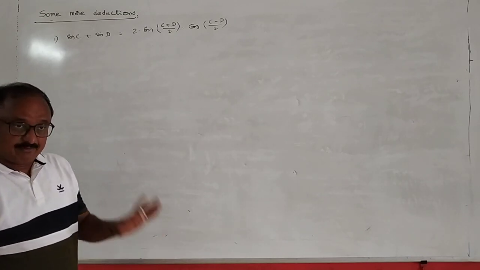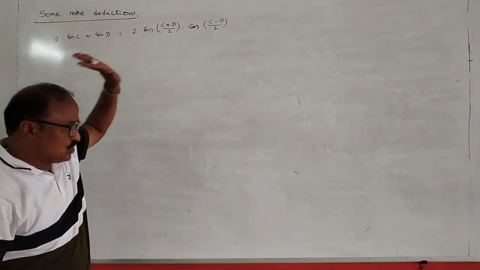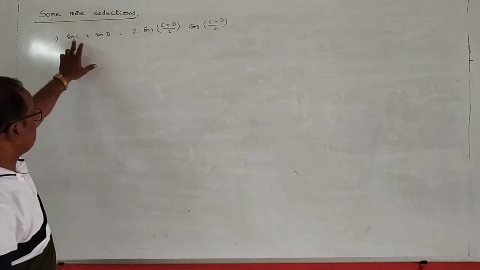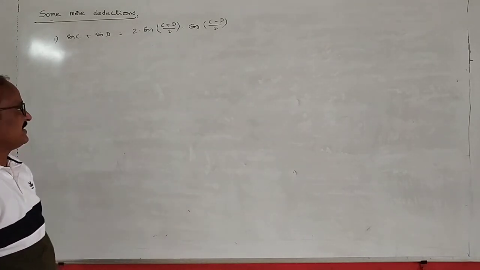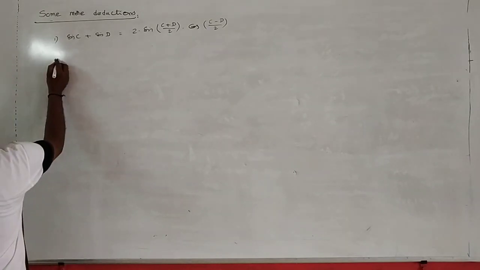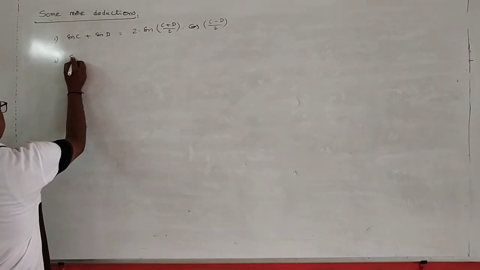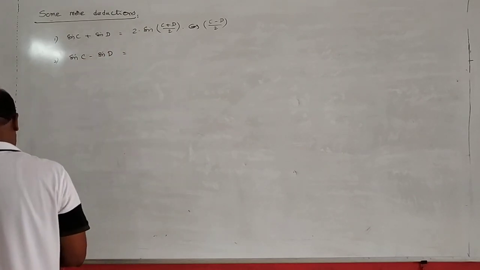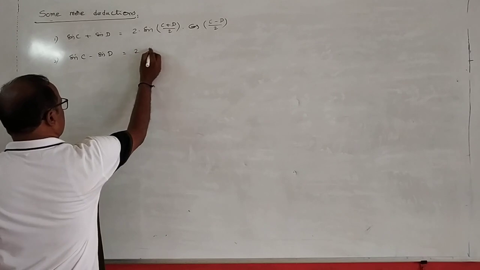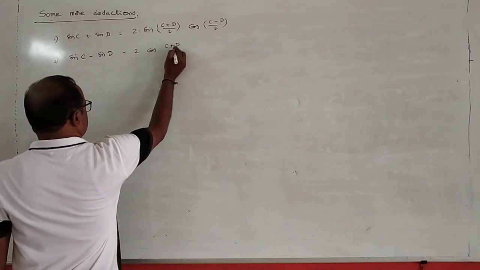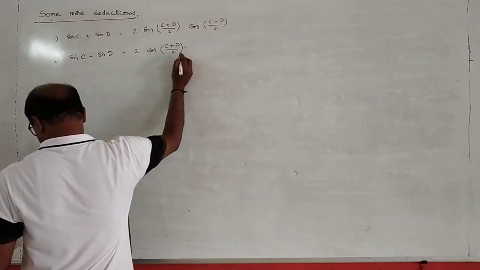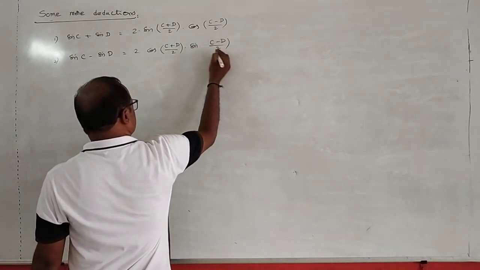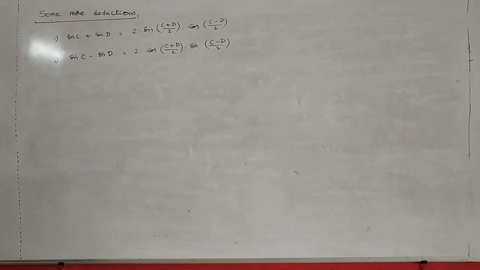But for BIPC students, you compulsorily should know the formula. You should learn this formula by heart. Sin C plus sin B is equal to 2 sin (C plus B by 2) into cos (C minus B by 2). Second one, sin C minus sin B is equal to 2 cos (C plus B by 2) into sin (C minus B by 2). This is sin C minus sin B.